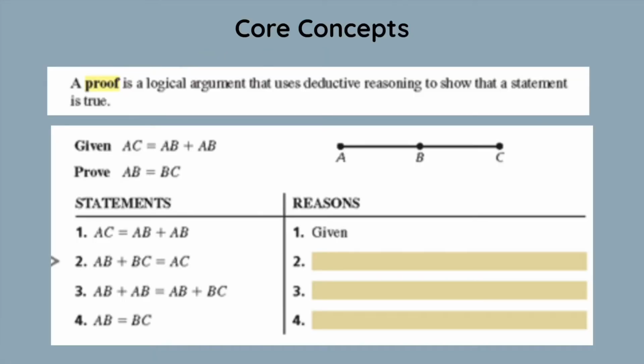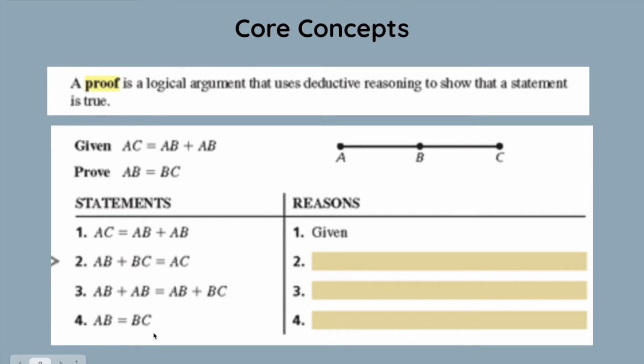So we're introduced with a new core concept, and that is a proof, which is a logical argument that uses deductive reasoning to show that a statement is true. So below right here, this is what a typical proof looks like. On the left-hand side, we have all of our statements, which are based on facts that you know or are from a conclusion based off of deductive reasoning.